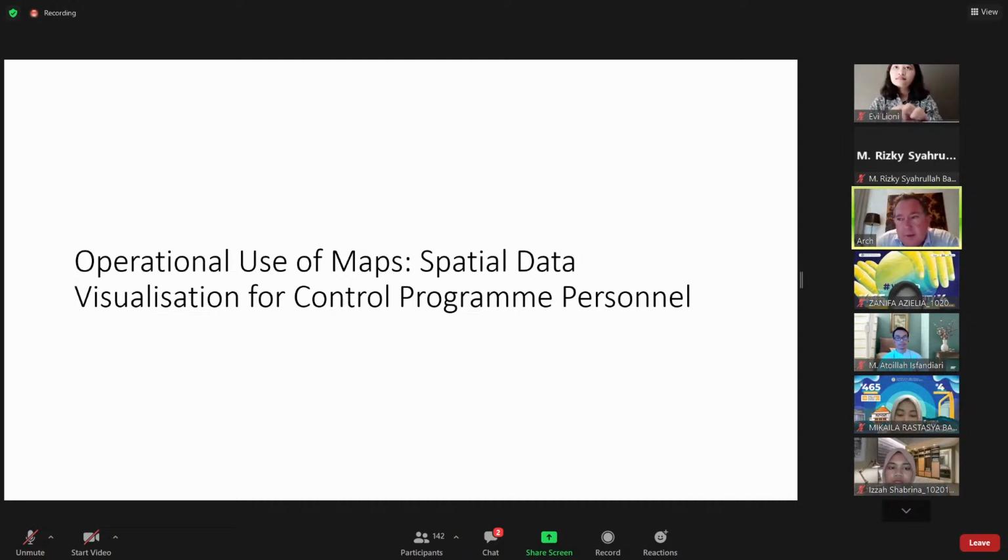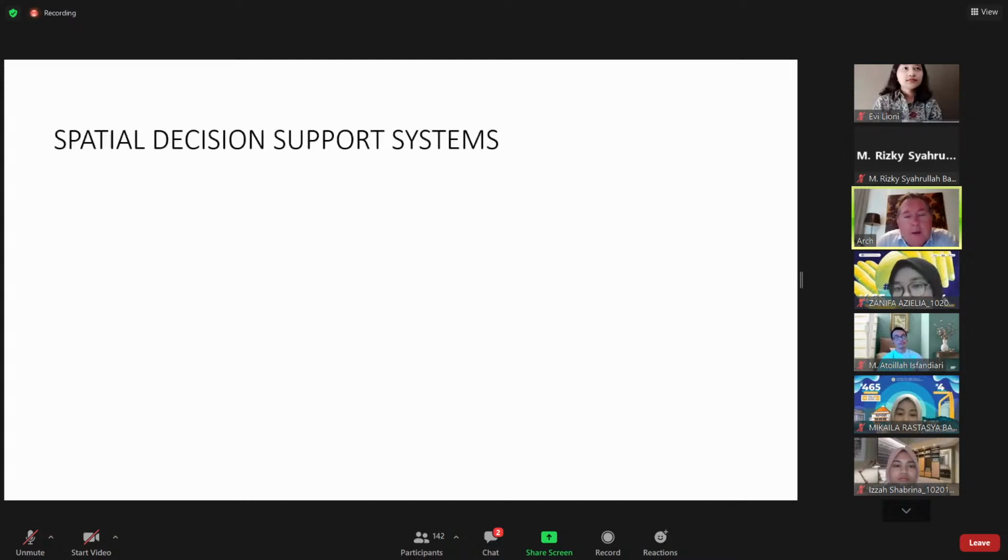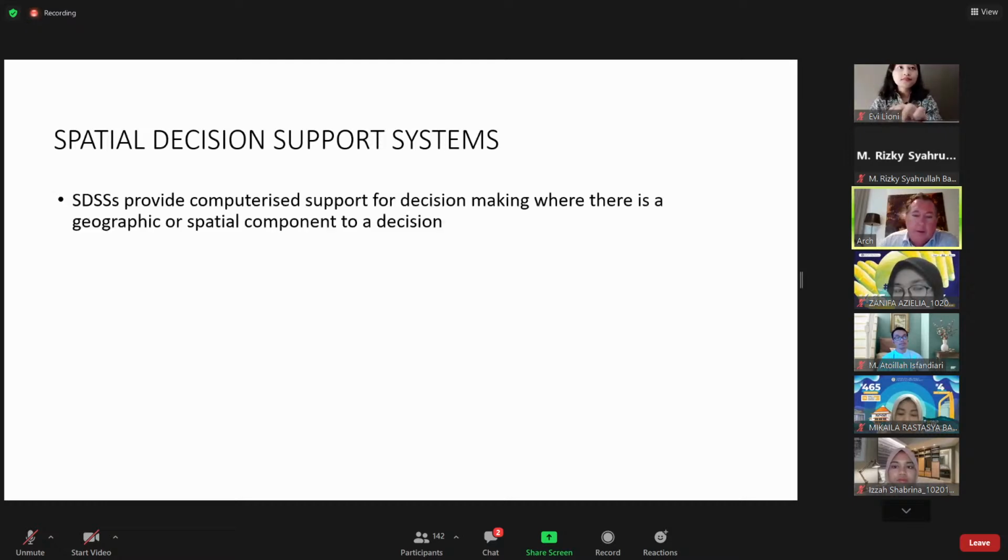So that's the example of visualization for the public consumption. I'm now going to give some examples of visualization for the consumption of disease control personnel. I'm going to talk about a type of spatial data visualization tool called a spatial decision support system.